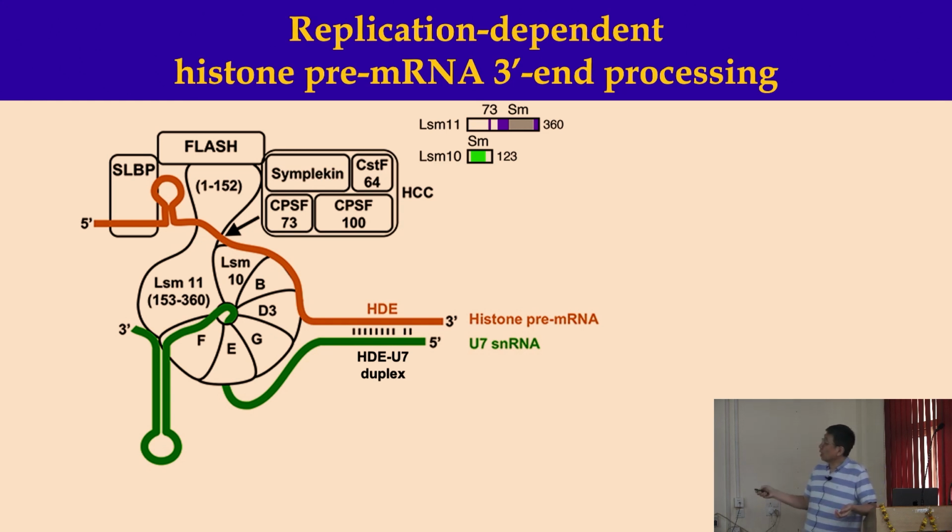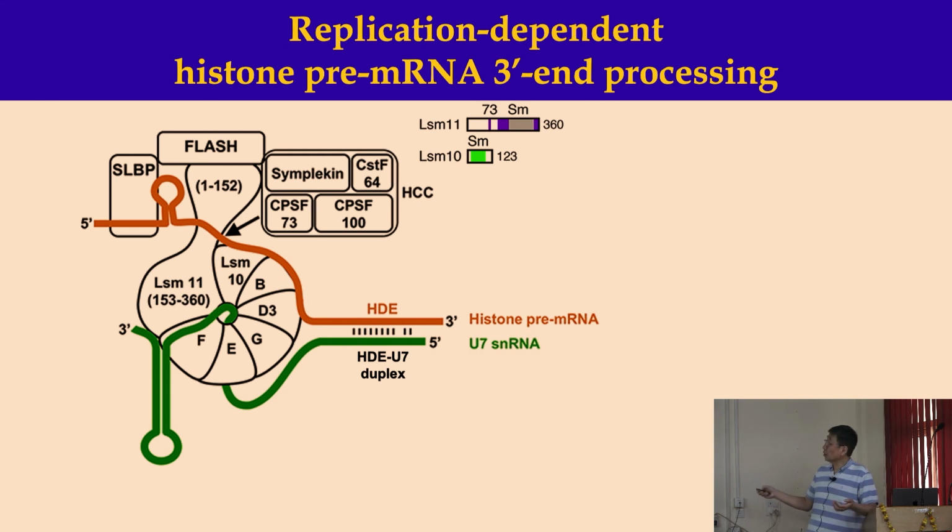And then LSM10 is, as you can see, 120 residues, a very small protein, with an Sm motif and small N-terminal and C-terminal extensions. As I mentioned, LSM11 has a very long N-terminal extension, so that drew a lot of attention. People studied it. They chopped it out, and they realized that if you chop it out, the machinery is dead. So it's critical for the functional machinery.